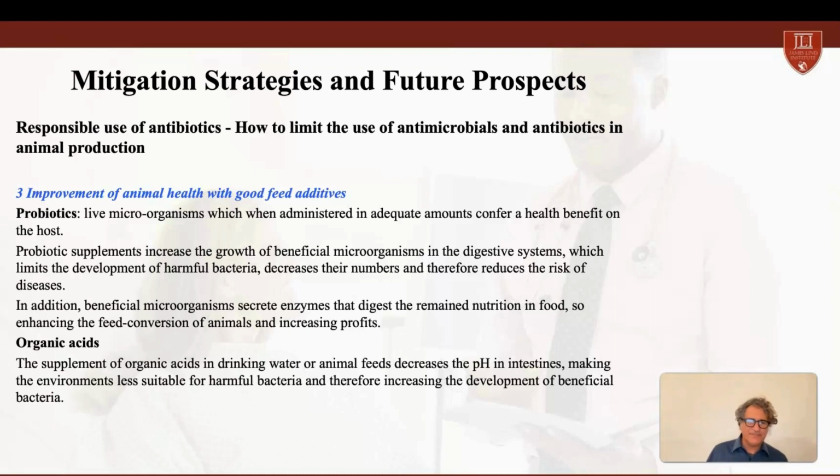Then we also have organic acids. This is a supplement: organic acid in drinking water or animal feed decreases the pH in the intestine, making it less suitable for the development of harmful bacteria and therefore increasing the development of beneficial bacteria.